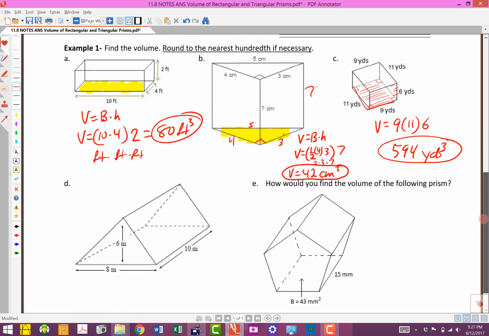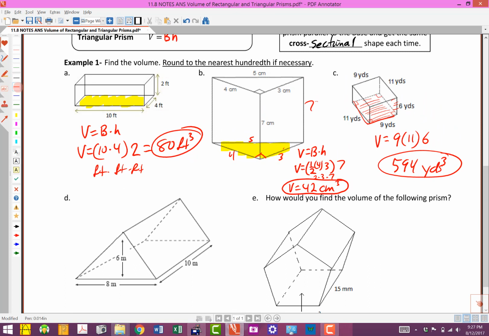Okay. I do want to show you this really quickly. Notice how that cross section is the same as the base, and this cross section is the same as the base.